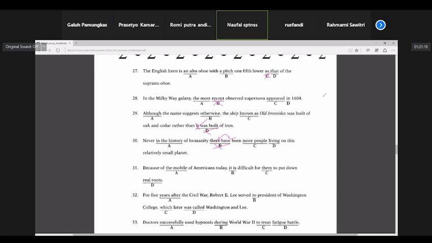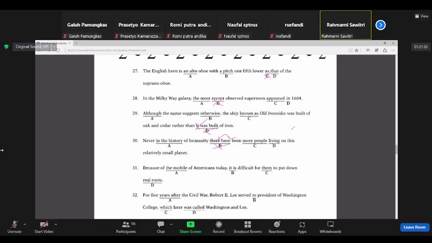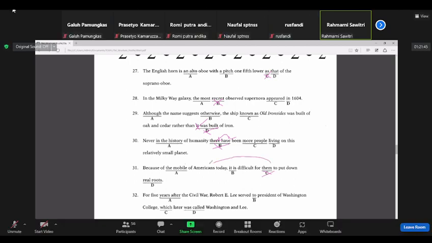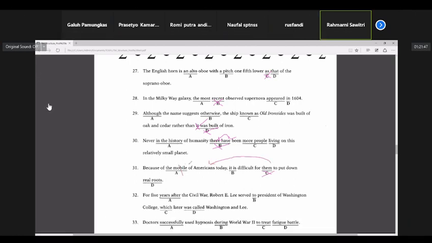D, Miss. Because of the mobile of Americans today, it is difficult for them to put down real roots. Well, it's not C. This "them" refers to the Americans. But the incorrect one is A, because what we need is a noun: "because of the mobility of Americans today." What we need is a noun, mobility.